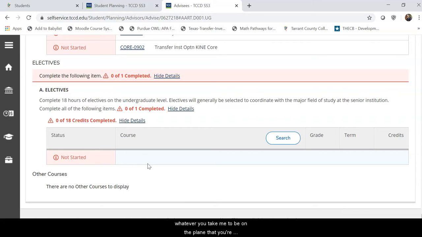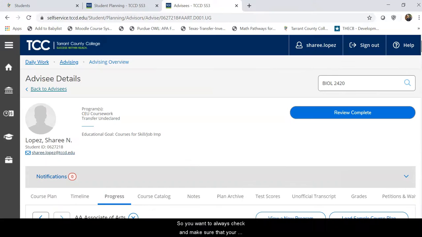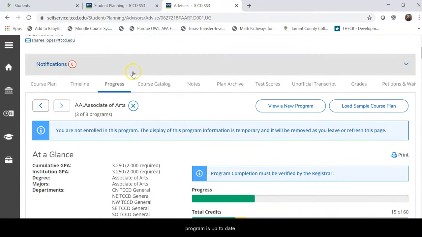So remember, whatever you take needs to be on the plan that you're attached to if you're going to receive federal financial aid to pay for it. If you're paying for yourself, you can take whatever you want. But if you're using somebody else's money, you've got to stick to the plan, because what will happen is they'll either remove the classes from your plan, like they'll get deleted or dropped, or they're going to say, yeah, you can take that, but you've got to pay for it. We're only going to pay for these. So you want to always check and make sure that your program is up to date.